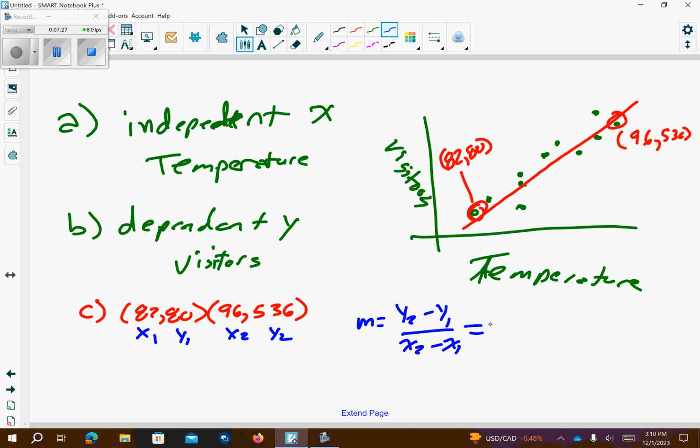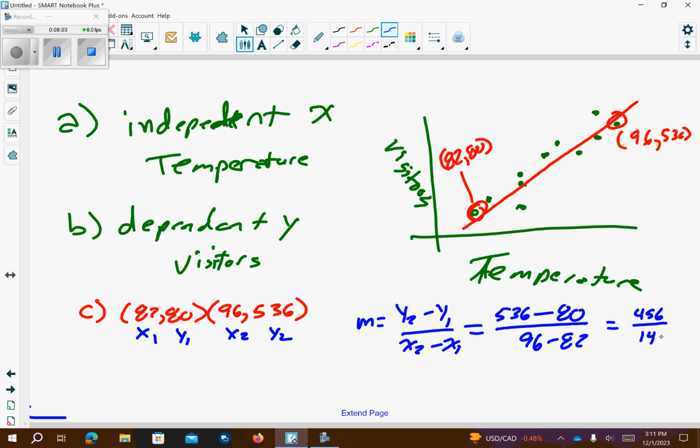And you definitely want to have a calculator handy when you're working this kind of stuff, because you start getting into some larger numbers, and we'll just do the best we can with what we have. So I have 536 on top, and 80 also on top, and then I have 96 minus 82. So 536 minus 80, I'm going to do that on a calculator, gives me 456. Then 96 minus 82 on a calculator gives me 14.